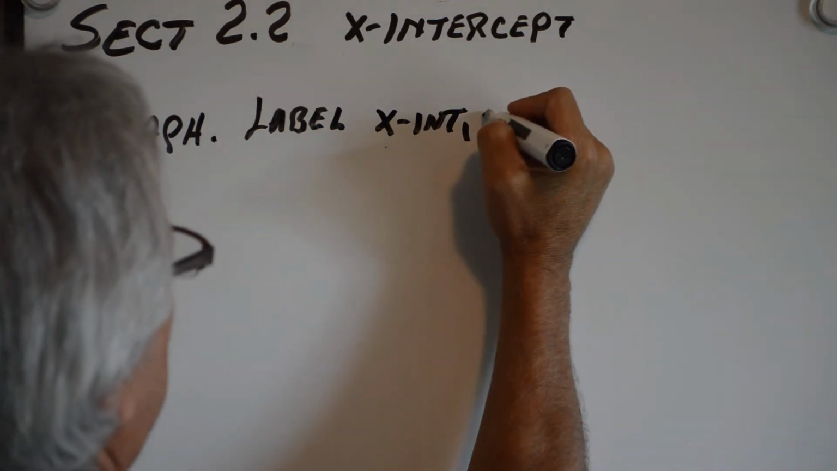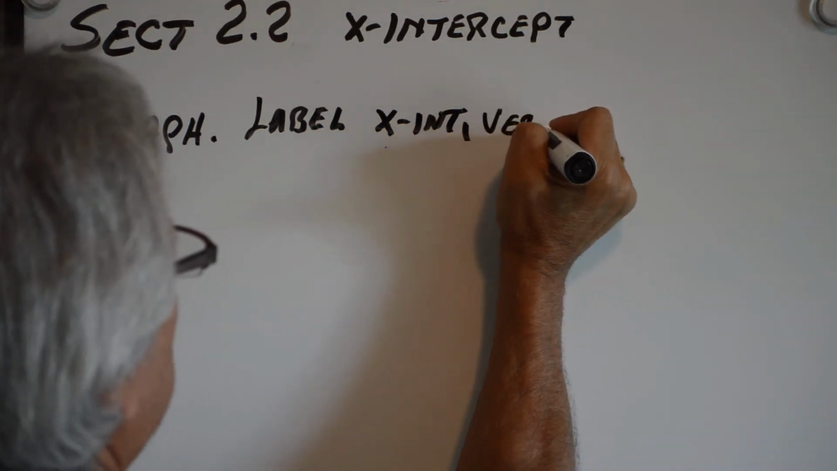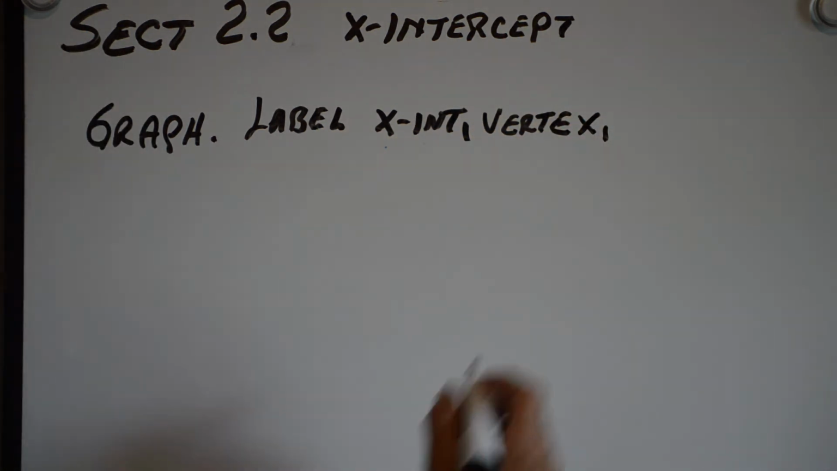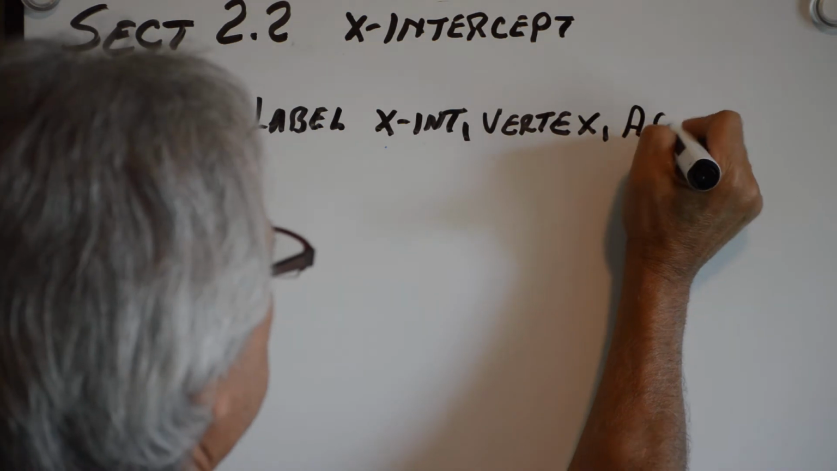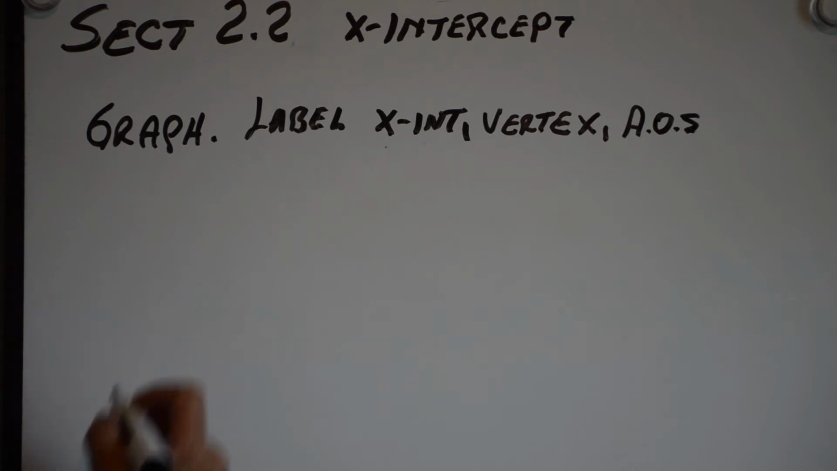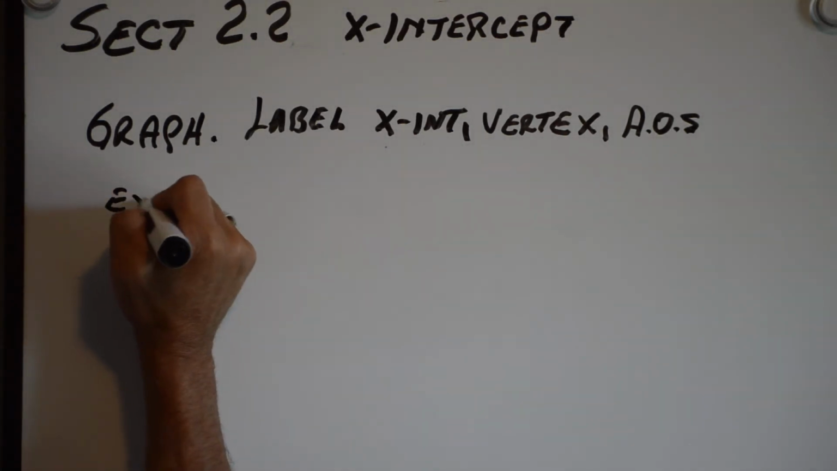Label the x-intercept, the vertex, the axis of symmetry. So y equals -2.